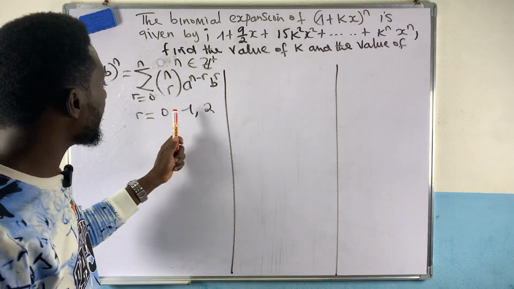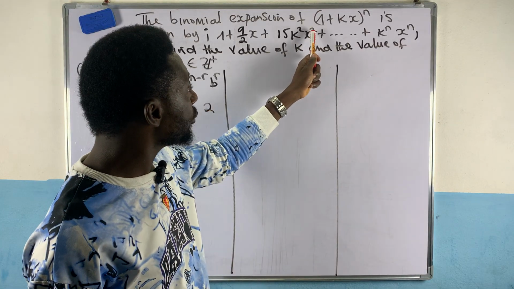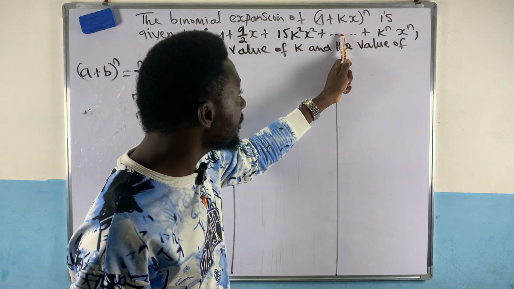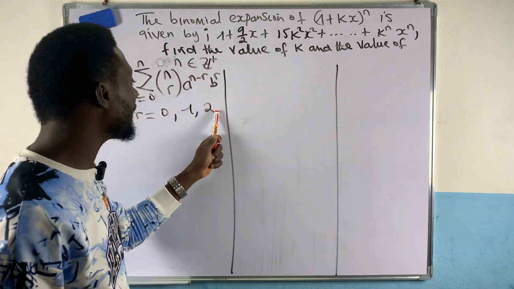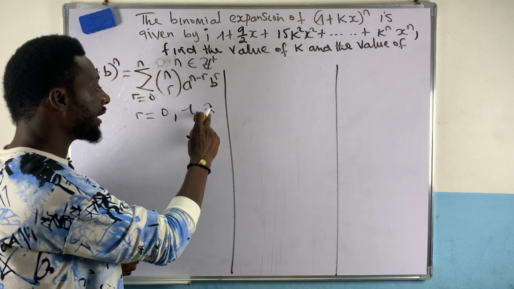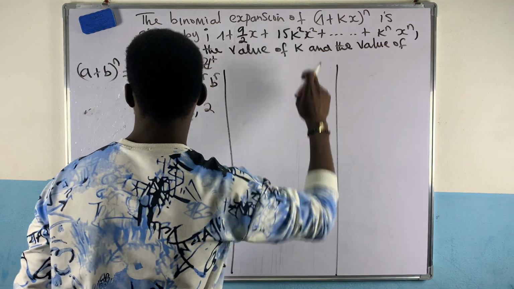Why will I stop at r equal to 2? Because the expansion ends at x squared. So if the expansion continued at x cubed, I would have ended at r equal to 3. So take note, I'm ending at r equal to 2 because the expansion ends at x squared.